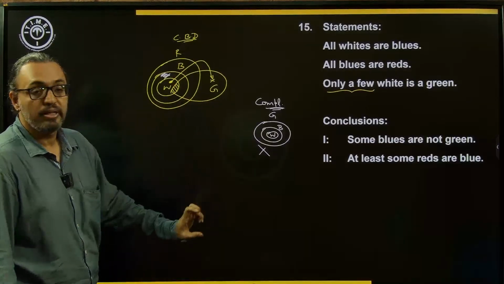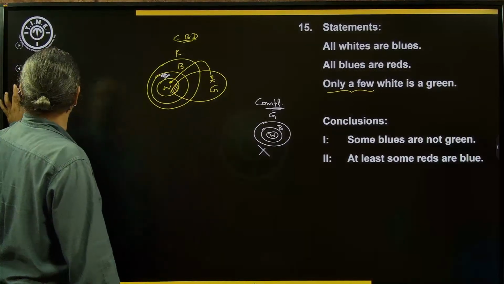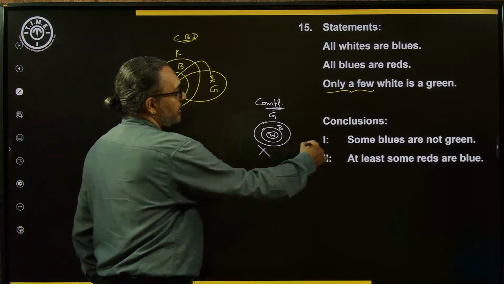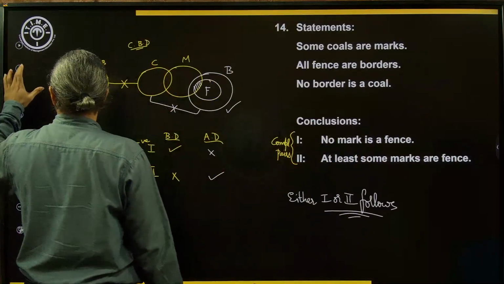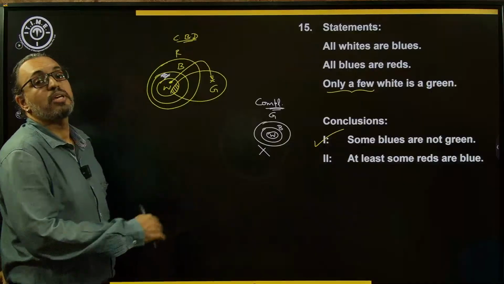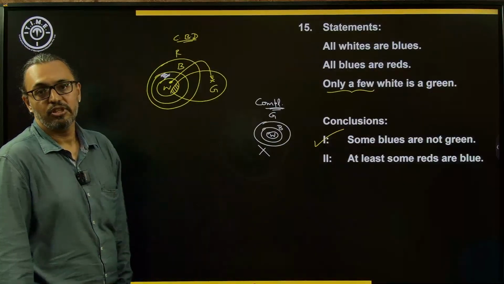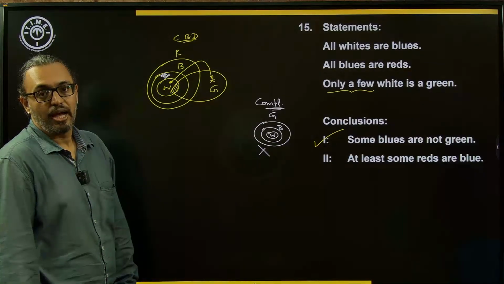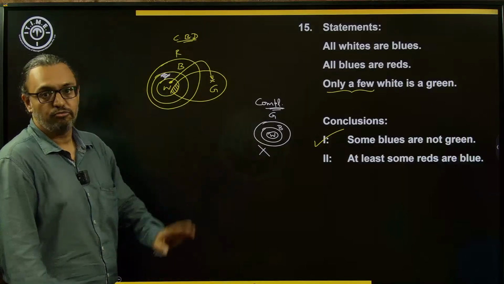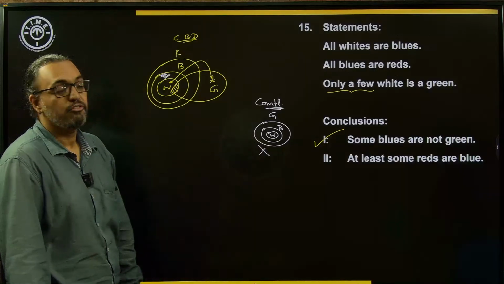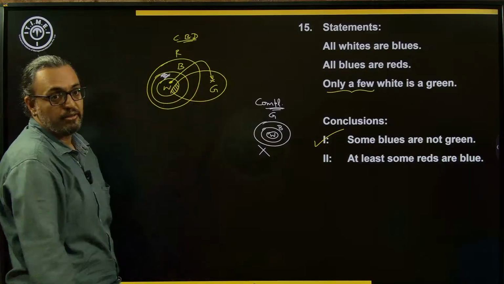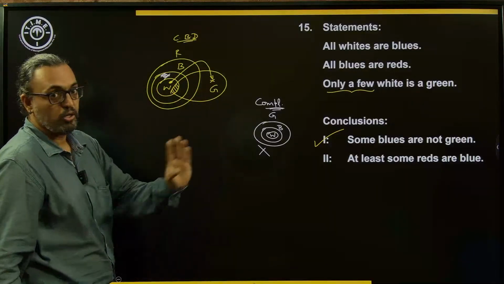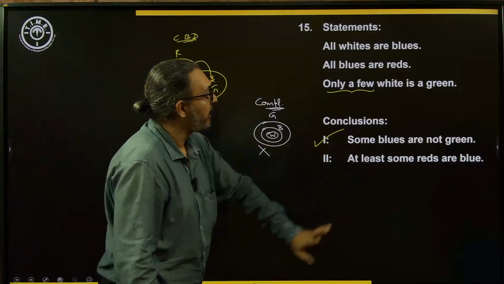So since the complementary is not satisfying, I can clearly see that conclusion one follows because it is a negative conclusion. I am unable to satisfy that. I am unable to prove the negative wrong. So the first one follows because the complementary fails. I cannot take all the blue inside green because white also goes inside green. Not allowed. Same way, at least some red or blue.